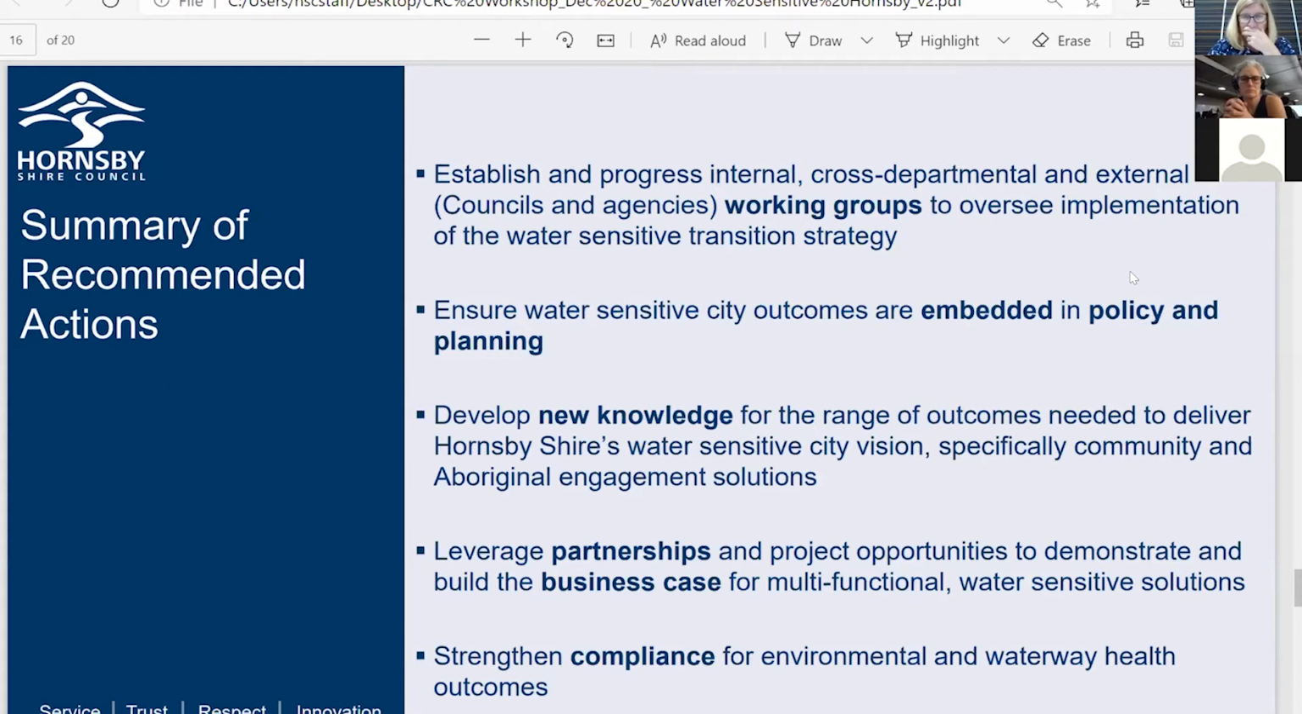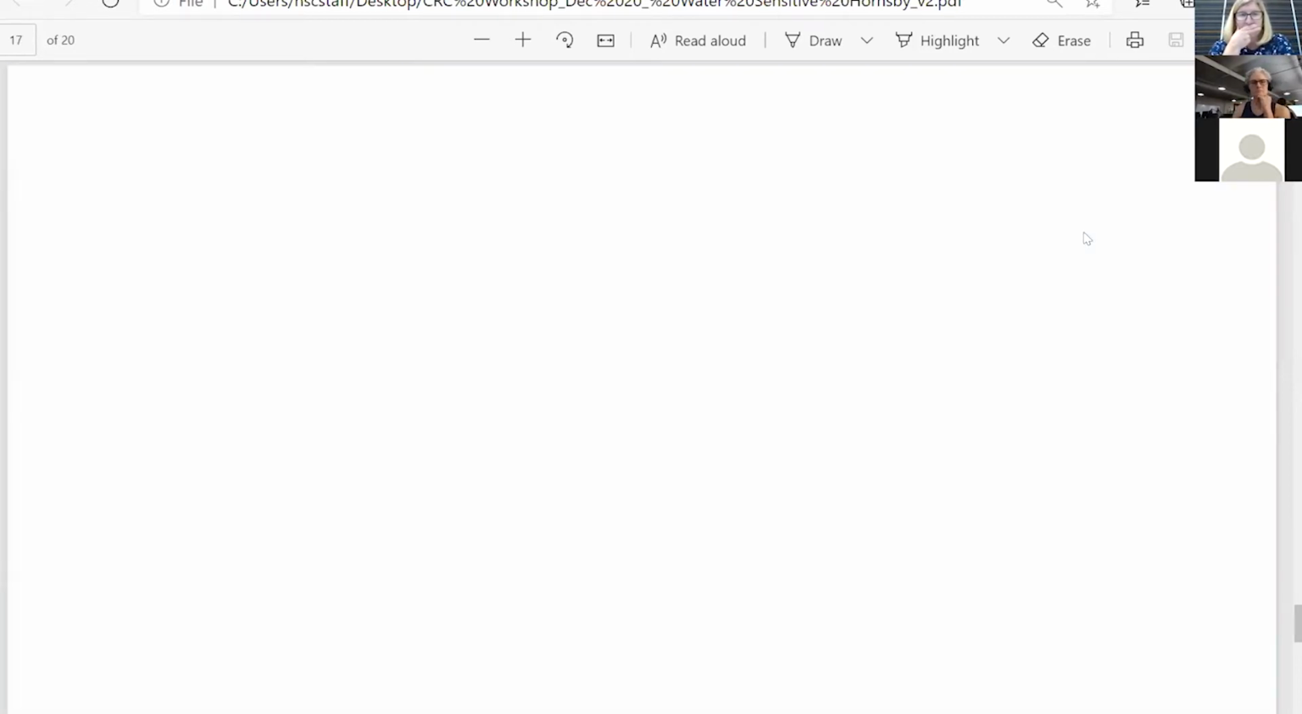But again, a lot of this wasn't done by chance. This was all directed and identified within the workshopping that what needed to be done. Then it was put through, as I said, the transition dynamics framework to identify exactly where we needed to do work for us to progress. And that's about it.